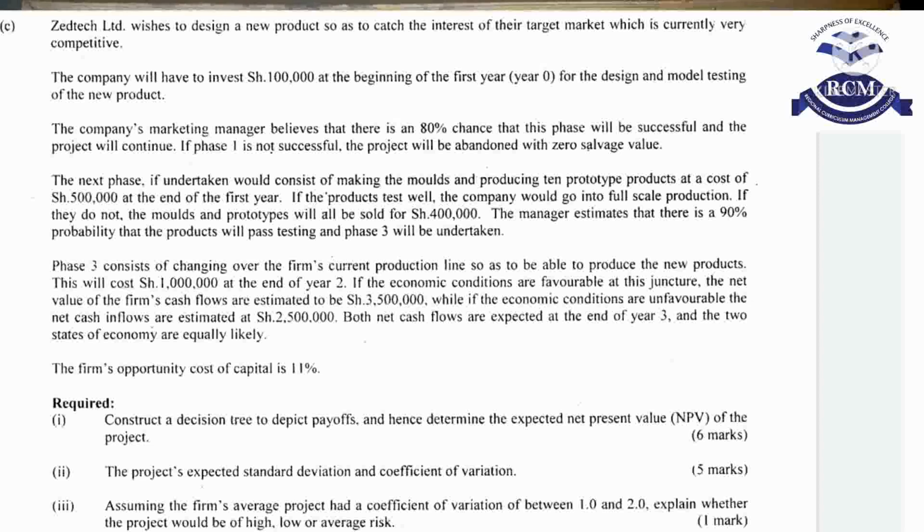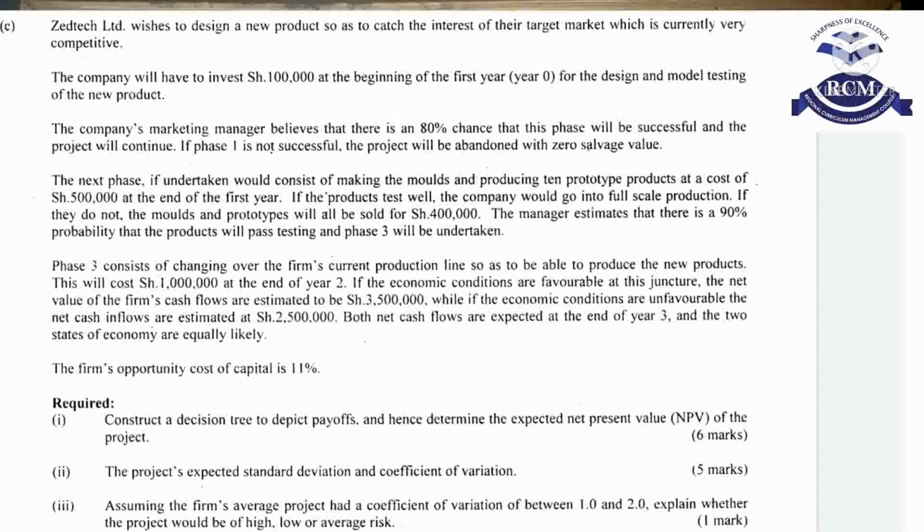The company's marketing manager believes that there's an 80% chance that this phase will be successful and the project will continue. If phase 1 is not successful, the project will be abandoned with zero salvage value. So it can either succeed or fail. If it succeeds, there's 80% probability. If it fails, 20% probability, and salvage value will be 0.